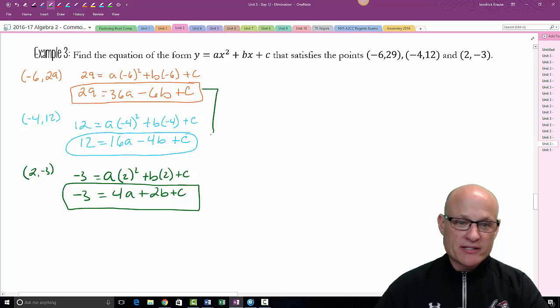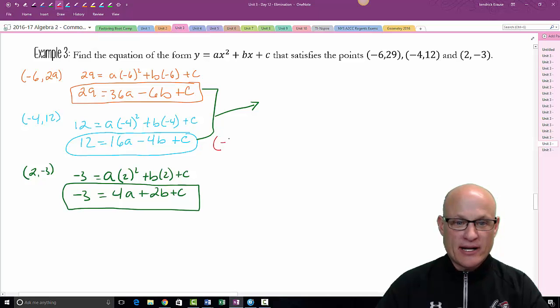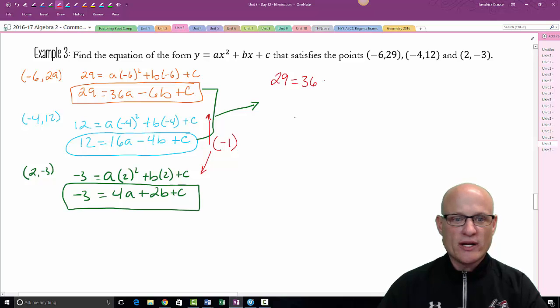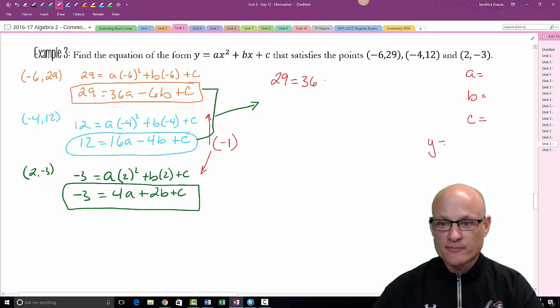So I know that I'm going to take these two and put them together. I need a pair of opposites. So I'm going to take the middle one, because it's the easiest, and I'm going to multiply it through by negative 1. Because that'll give me a negative C for use with the other ones. So first one I'm not going to change anything. 29 is equal to 36. Oh wait, those are my three equations. I want to know what my answer is. I want to know, before I do any more work, what is A equal to, what is B equal to, and what is C equal to, and more importantly, what's my final answer?